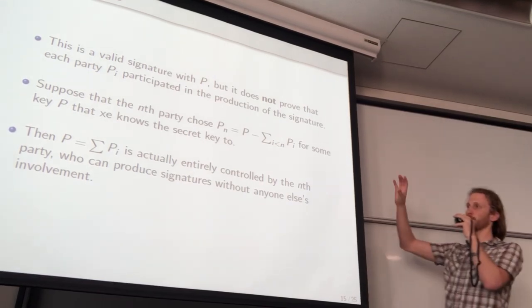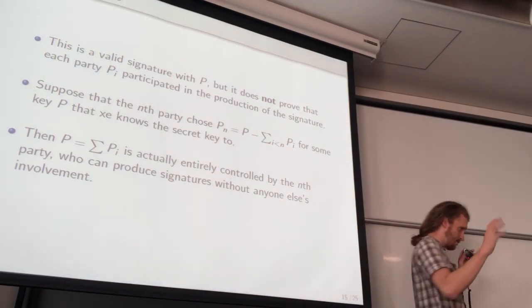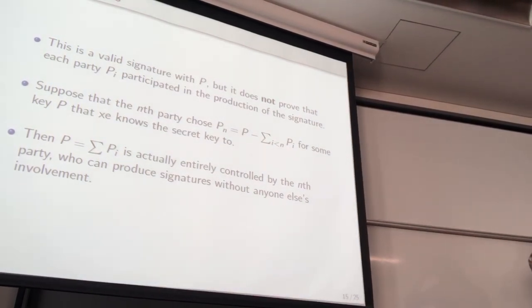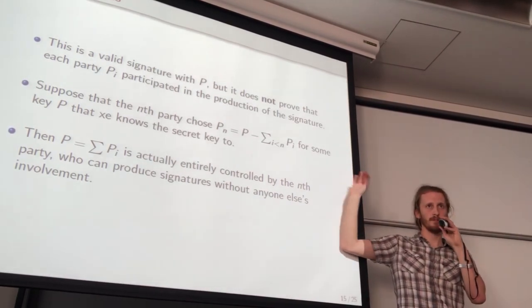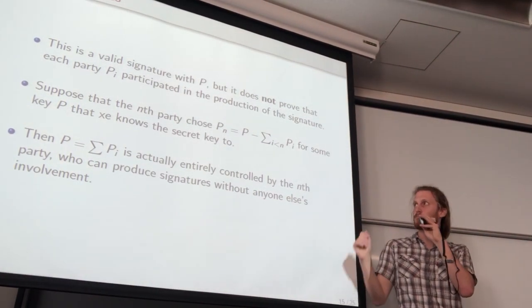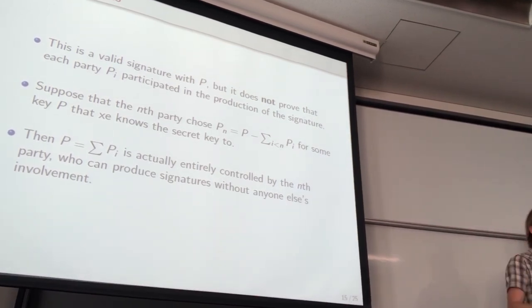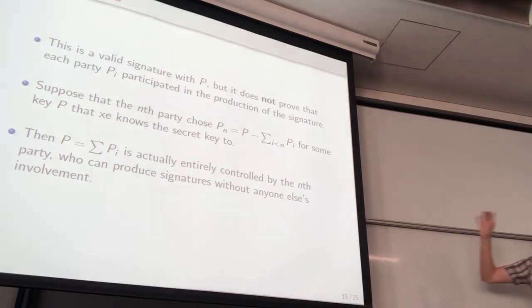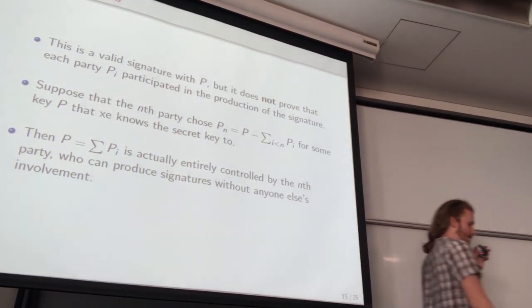Yes, oh yes, this is called a rogue key attack. When you hear the term rogue key attack, this is roughly what it means. It turns out that even if you harden this in some intuitive ways, there are still rogue key attacks that can occur. But this is the most basic one. This is the most naive way to do multi-signatures.